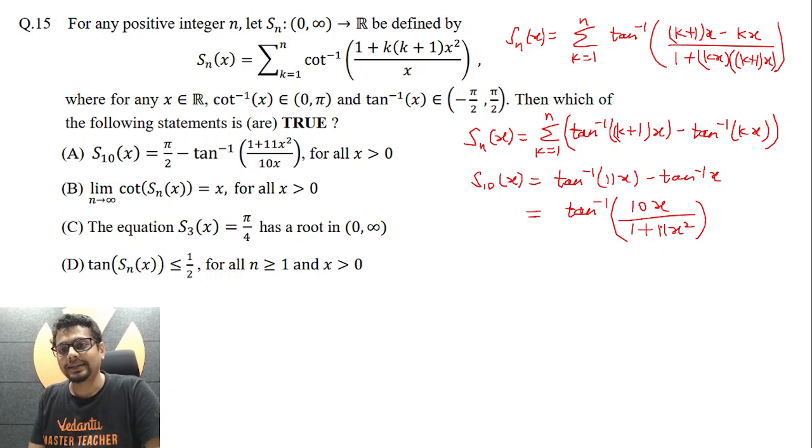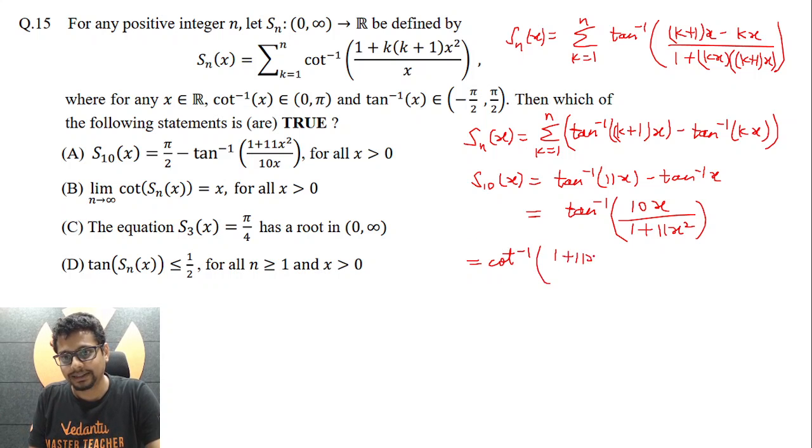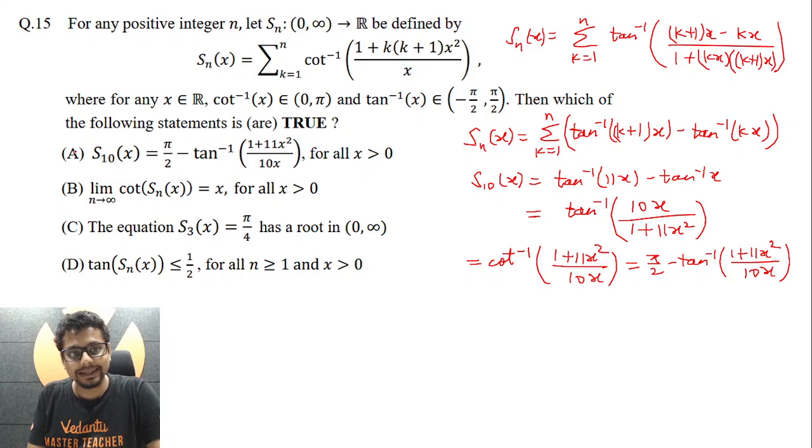Now again, 10x and this 1 plus 11x square, this whole expression essentially is positive. So you may write this as cot inverse of (1 plus 11x square) by 10x, which in turn you may write as pi by 2 minus tan inverse of (1 plus 11x square) by 10x. x is positive. So A is the correct answer.